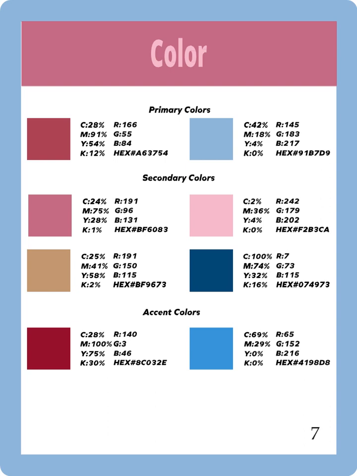Color. Here you can find all the different colors used by the brand. Primary colors. These two options are the two primary colors for the brand. Secondary colors. These are the four secondary colors used by the brand. Accent colors. These are the two accent colors used by the brand.